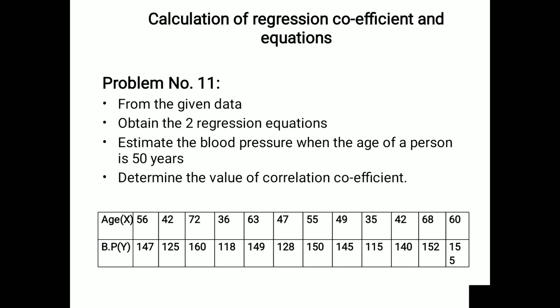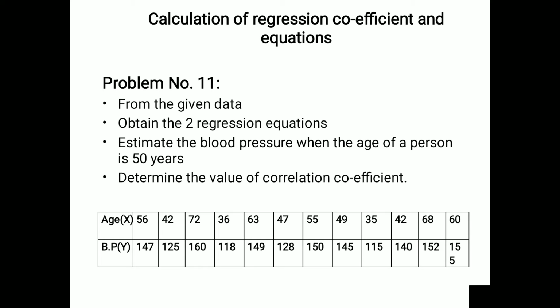From the given data, you should obtain the two regression equations like the previous illustrations, estimate the blood pressure when the age of the person is 50 years, and determine the value of the correlation coefficient based on the regression coefficients. You are given two variables here: one is the age and the other is blood pressure. Let us assume age as X and the blood pressure of the person as Y.